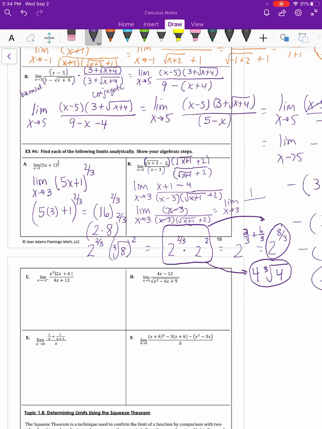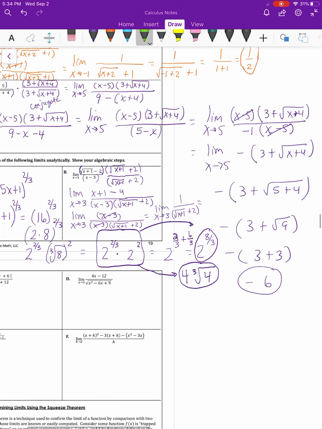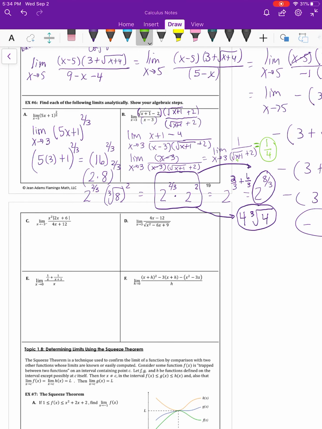So we've got the limit as x approaches 3 of 1 over the square root of x plus 1 plus 2. I'm going to change colors so you can see the answer. But now you can use substitution. If I put 3 in for x right here, I'm going to get the square root of 4, which is 2. And so 1 over 2 plus 2, 1/4. So that was letter B. Letter C, the limit as x approaches negative 3 from the left.